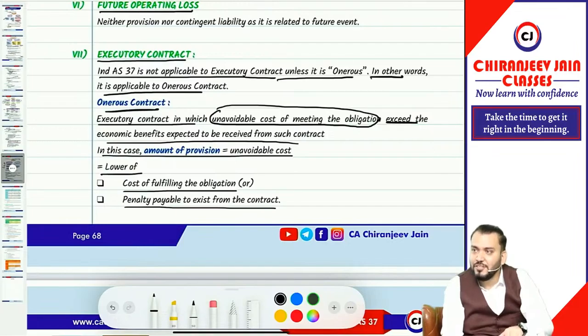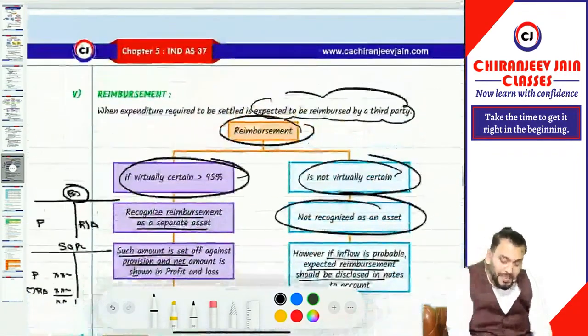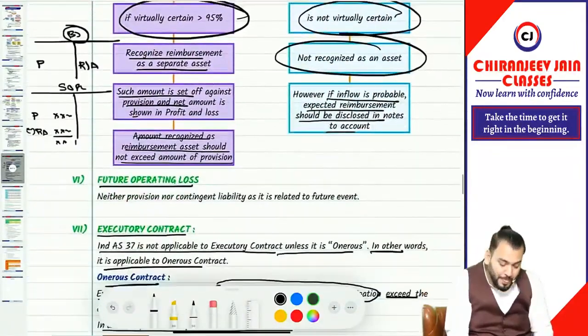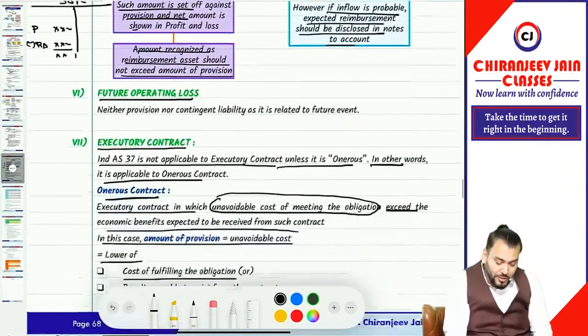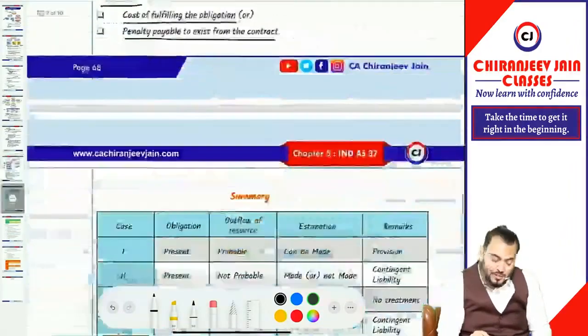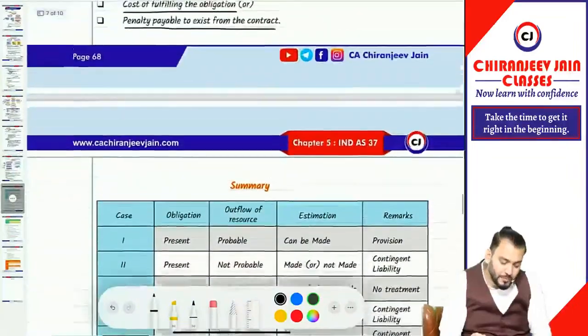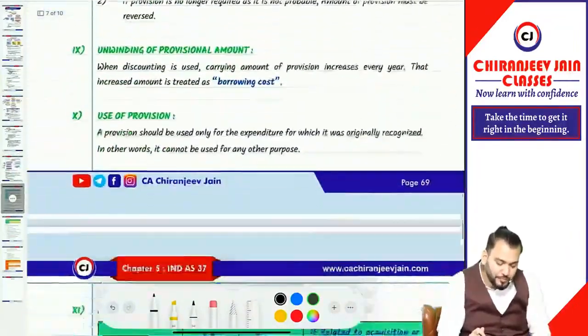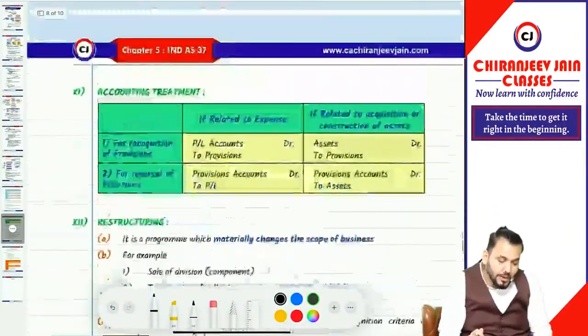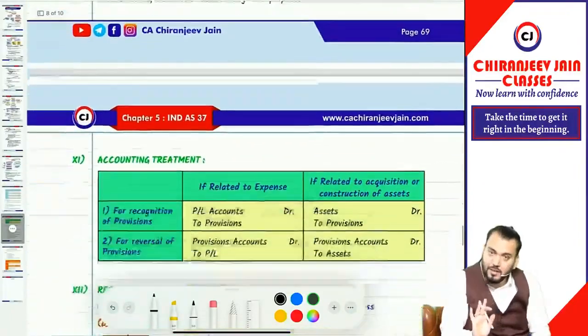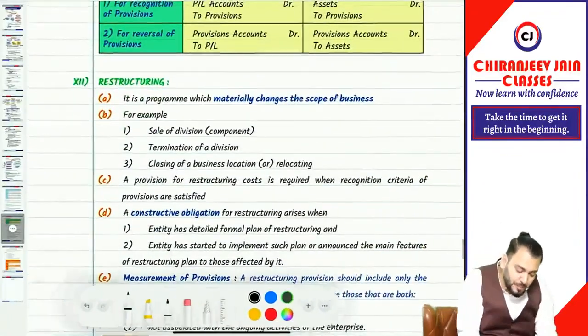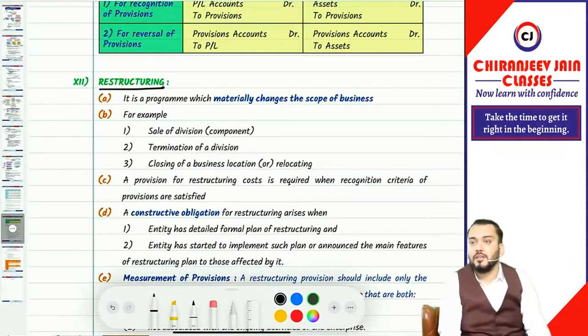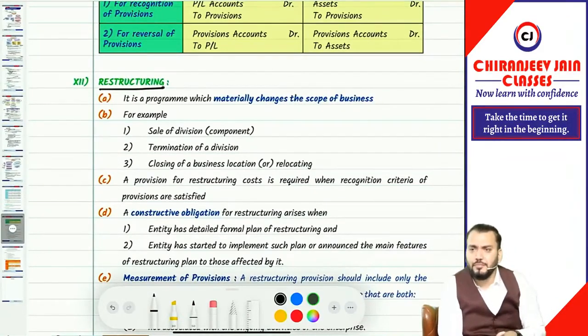Have you understood this? So can I say 3 special points you have done? Reimbursement you understood? Future operating loss you understood? Executory contract you understood? The last special point, this summary you can read on your own. I'll come to this point, don't worry. I'm coming to the first special point, restructuring.